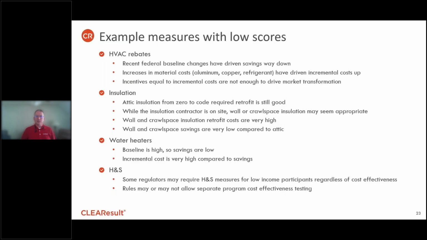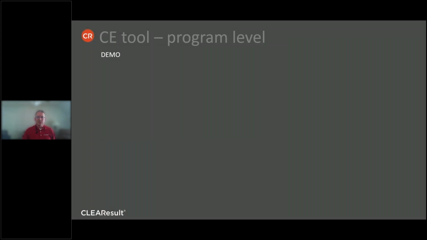And then health and safety measures, I did want to say that we're oftentimes forced to include health and safety measures, and they don't have any energy benefits, so it's hard to quantify those if we're not allowed to use things like societal cost tests.